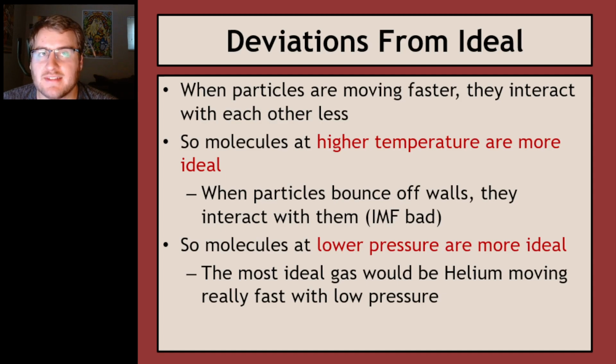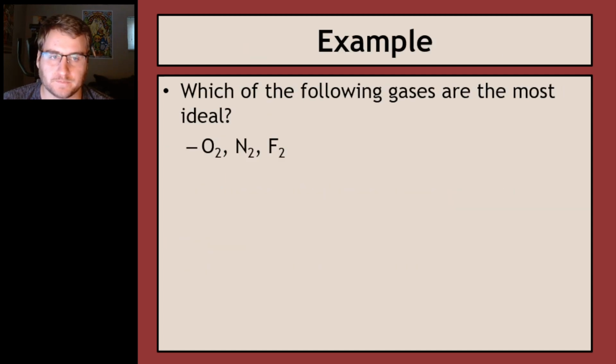So you can imagine a single helium atom traveling in the atmosphere super fast is really good at being an ideal gas. It's minimizing the approximations we have to take. We have these three examples. Which of the following gases are the most ideal?